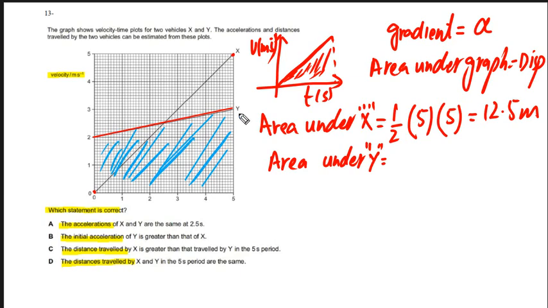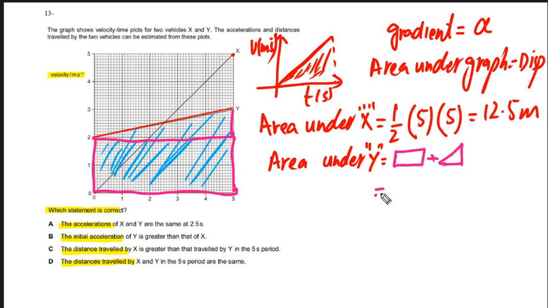This area is a kind of trapezium, but we can also simplify it. We can divide this into a triangle and a rectangle. If you don't remember the formula for a trapezium, we can divide it into a triangle and also a rectangle. So this is the rectangle, as you can see here. So the area under Y is equal to the area of the rectangle plus the area of the triangle.